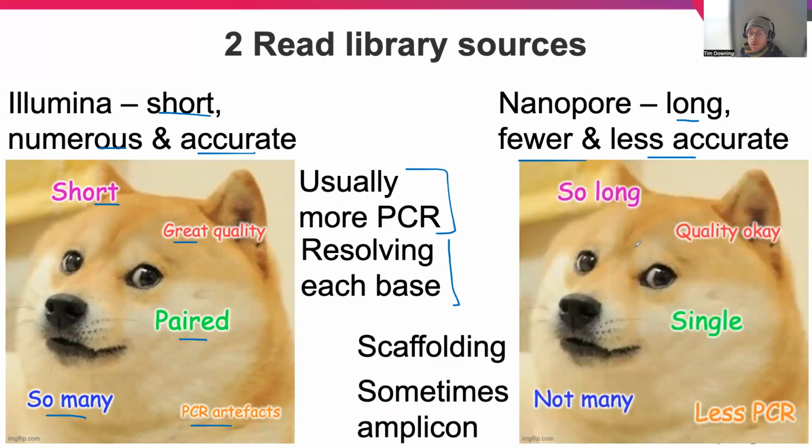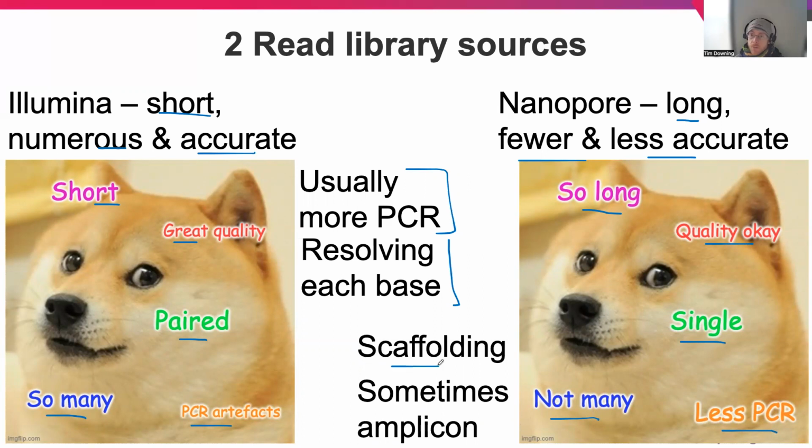For Nanopore reads, or PacBio indeed, they're very, very long. Their quality is decent. It depends on the chemistry that's used. It can be good, it just depends. For older samples, like some of the ones we look at, you can see the quality is definitely lower. They're single-end reads, there's no partner. There's typically less PCR involved, but there might be amplicon sequencing for viruses. And typically, there are far fewer of them compared to Illumina data.